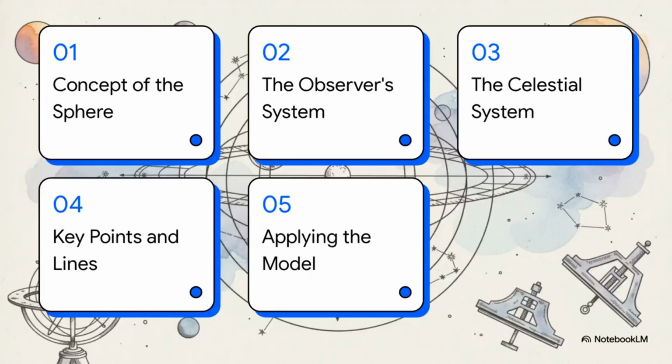So here's our plan. We're going to construct this model logically in 5 steps. First, we'll get a handle on the sphere concept itself. Then, we'll look at 2 completely different reference frames, one built around you, the observer, and another based on the Earth's rotation. After that, we'll see how these 2 systems intersect to define key reference points. And finally, we'll discuss why this abstract model is so incredibly useful in practice.